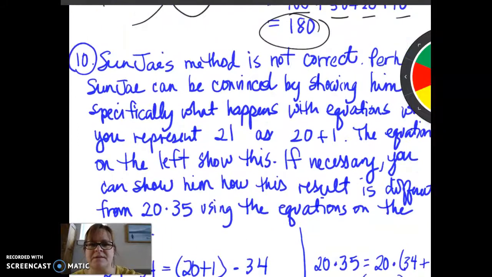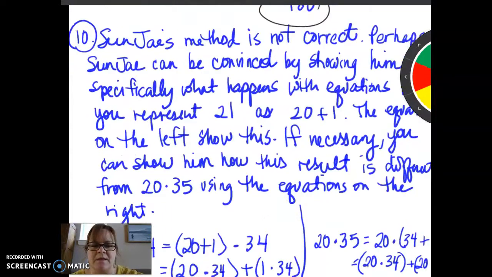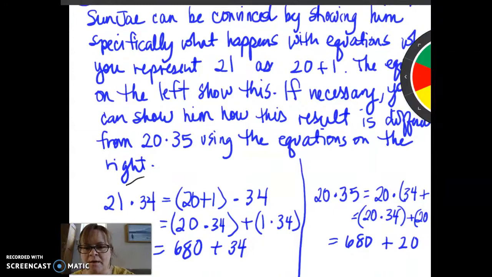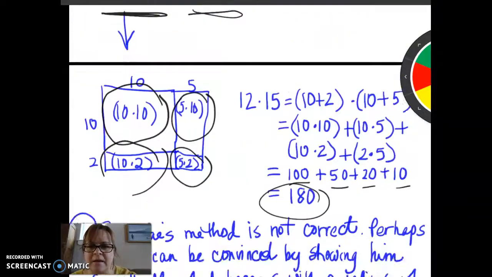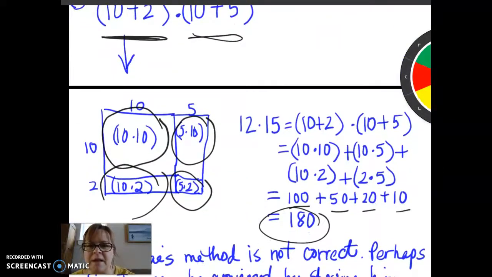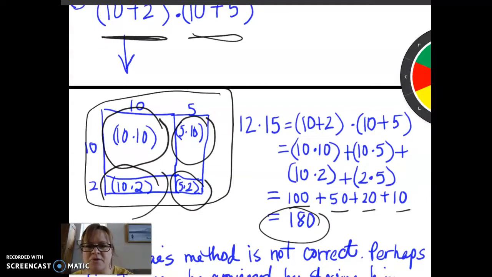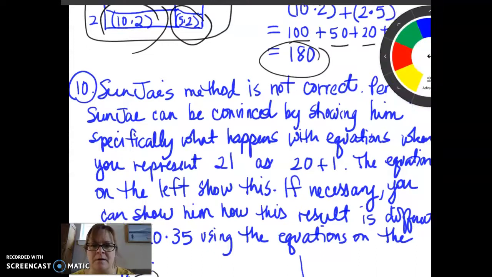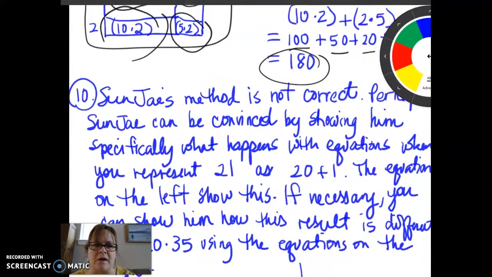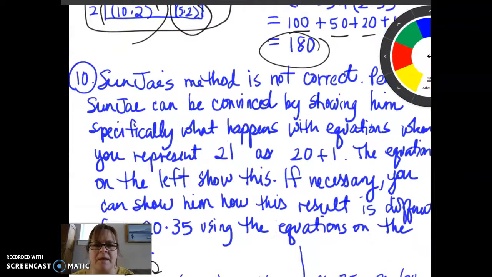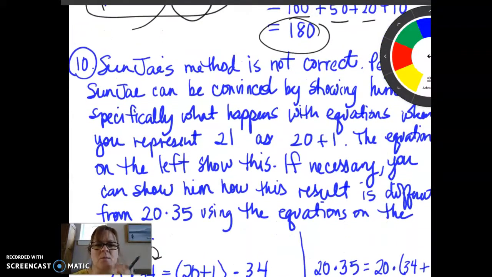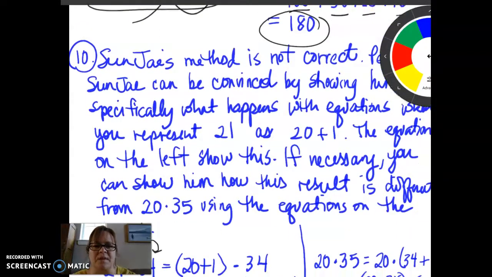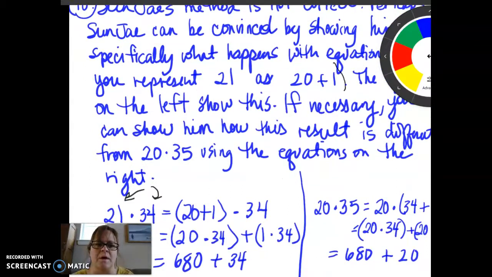So this is what Sanjay's thinking. He's thinking that he can just take 1 from the 21 and add it over here to the 35. And he's forgetting that if we look back in number 9, we have all 4 of these partial products to work with and not just 2. So let me see if I can explain that a little better. So first of all, his method is not correct. Maybe he can be convinced by showing him specifically what happens with equations when you represent 21 as 20 plus 1. So that's what we're going to do.